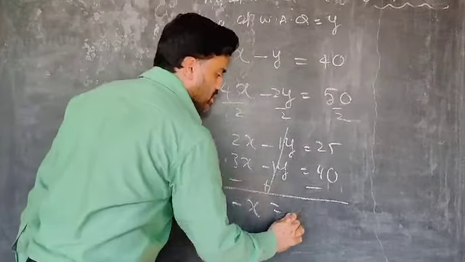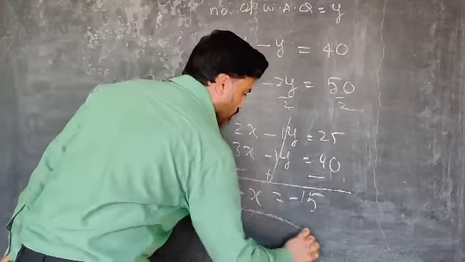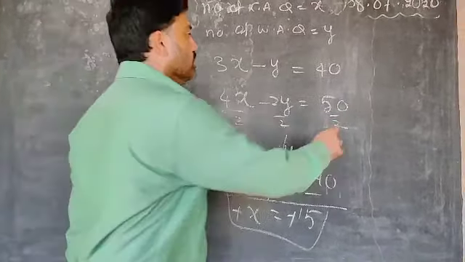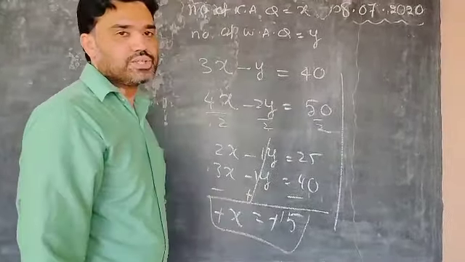Okay, minus 40 plus 25 means minus 15. So minus minus get cancelled. x is how much? 15. So he answered 15 questions, right?